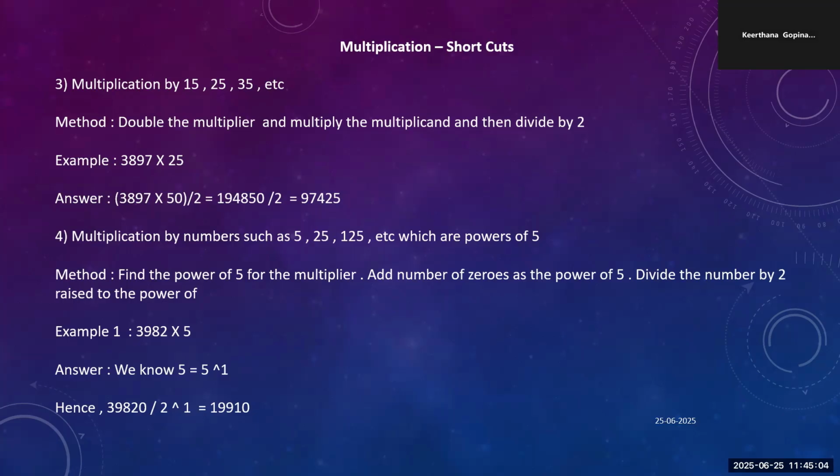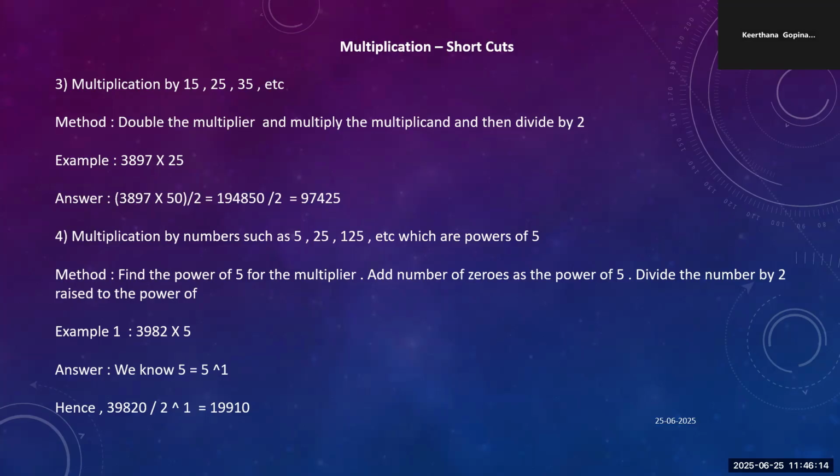Now do this. 3897 into 50, how much does it come to? Here, a zero is there at the end, correct? So you have to just multiply 3897 into 5, and add the zero. I got 1 lakh 94,850. Now divide it by 2. 97,425. That's the correct answer. This has taken hardly 40 seconds.